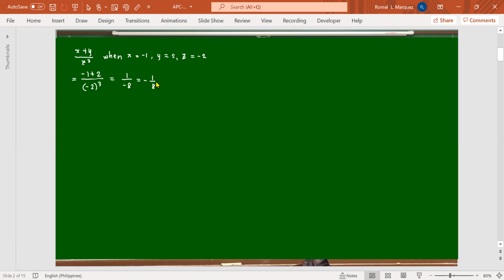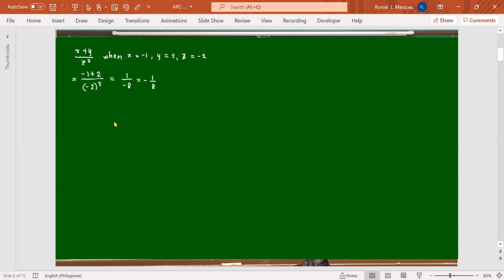Am I correct, children? Yes po. You can evaluate expressions, no? If you know the values of the variables involved, you can find the specific value of the algebraic expression. Okay?